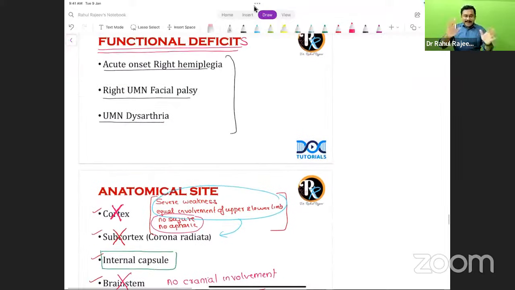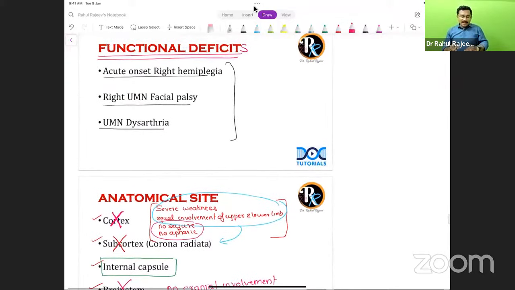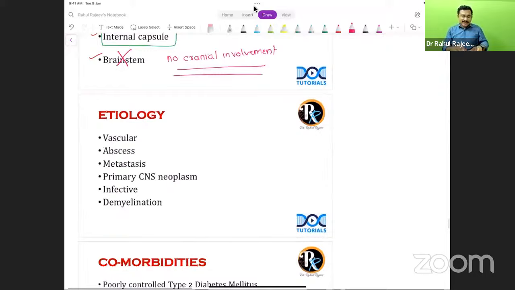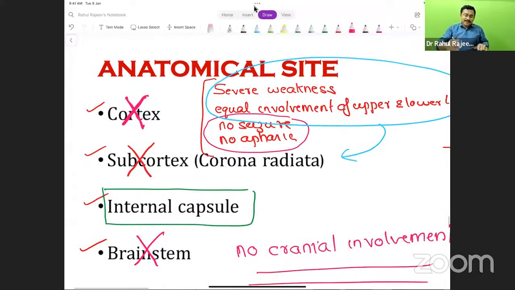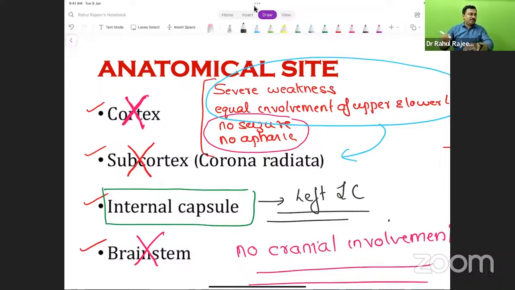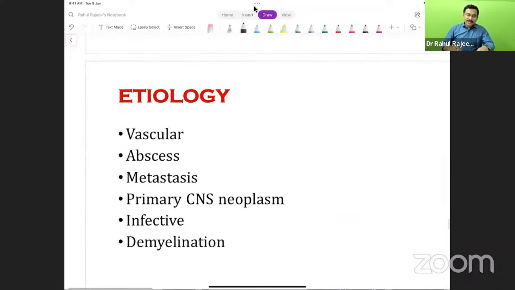Okay. So this is the anatomical side. So functional is clear. Anatomical side is also clear, which is the internal capsule. Which internal capsule? Left internal capsule or right internal capsule? Patient is having right-sided weakness. So left internal capsule, right? Now coming to the etiology.